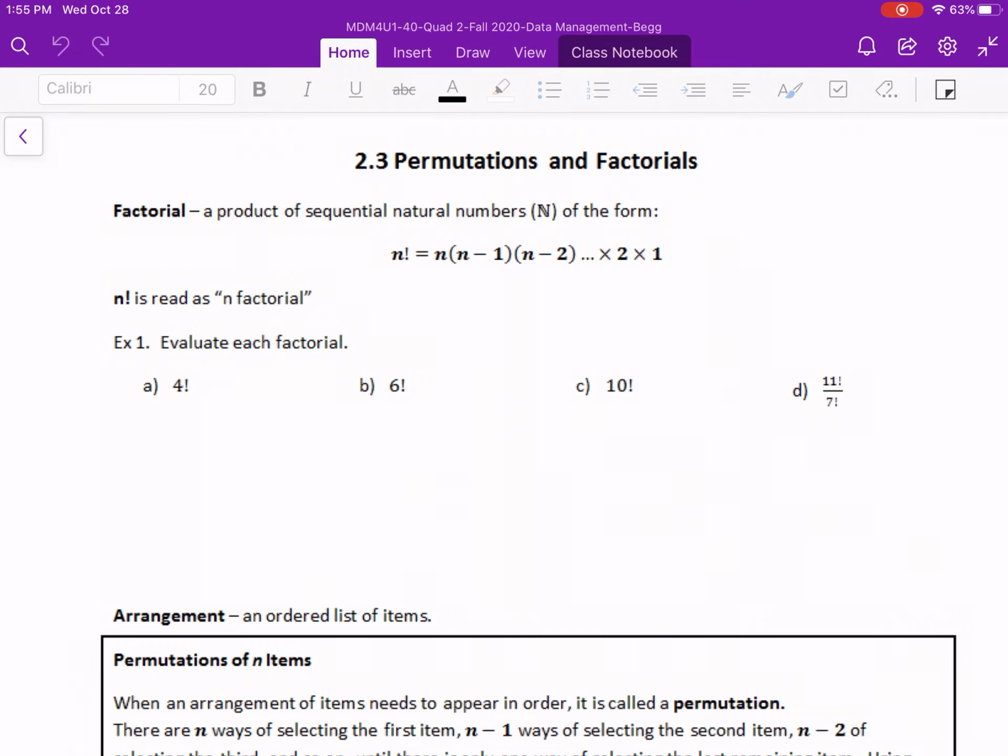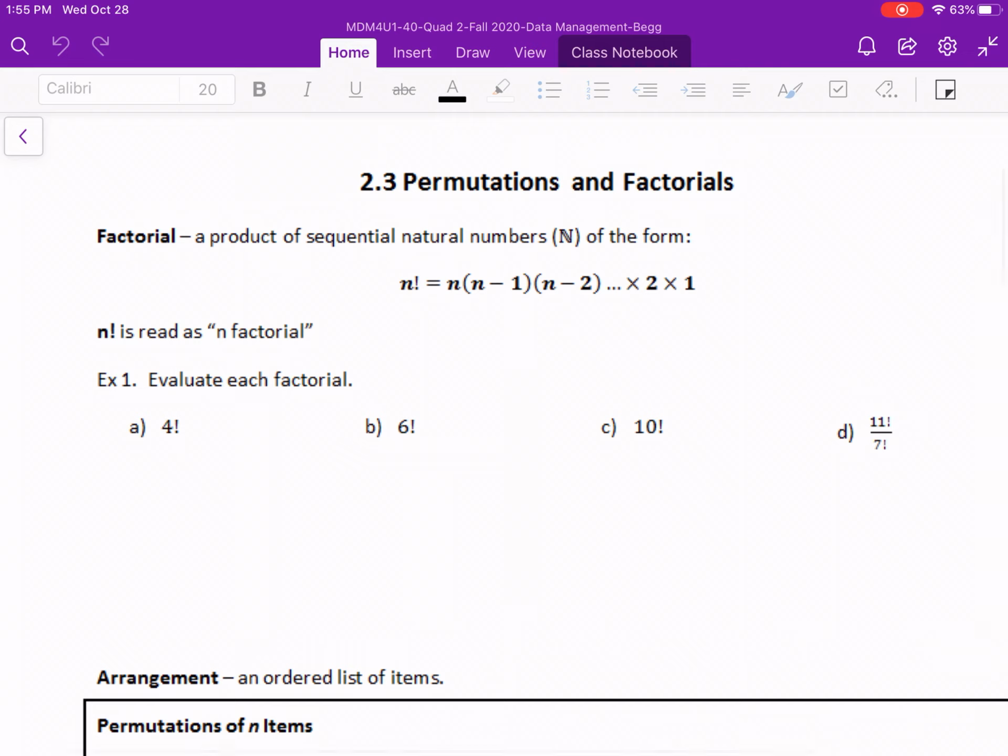In lesson 2.3, we are going to introduce two really important concepts. First, we're going to look at something called a factorial. Then we're going to look at permutations. And again, they're both things that are going to help us count up what we're looking for. So let's start with factorial.